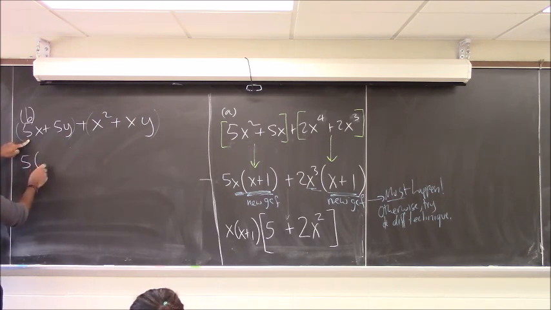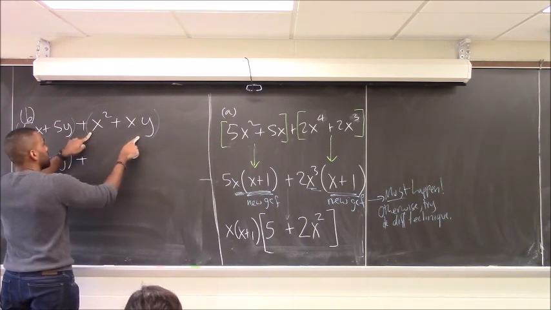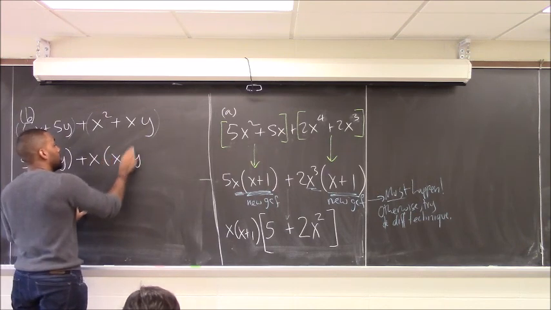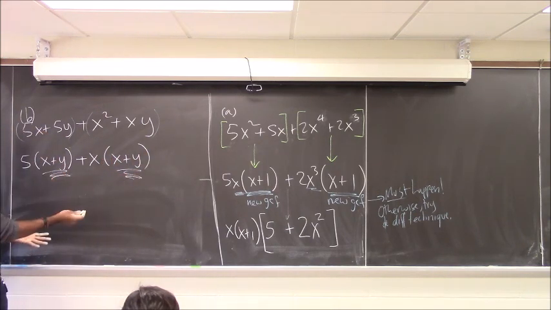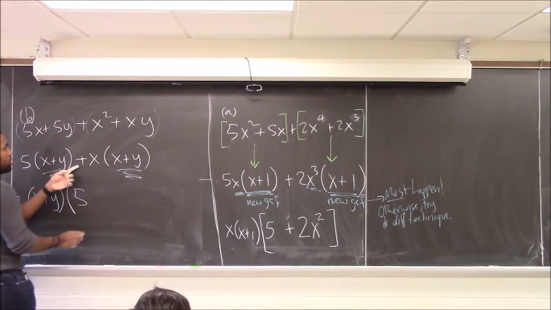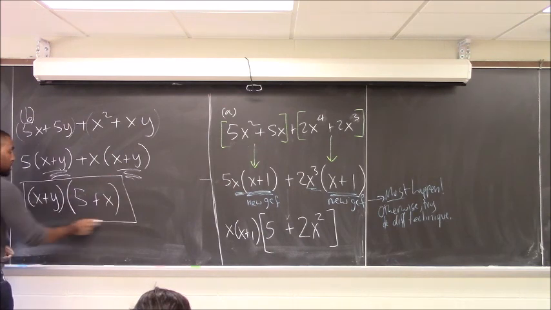What would you be left over with? x plus y. Common term here? Well, x. What would you be left over with? x plus y. Now you realize, oh, that's another common term. Do GCF factoring again. So the x plus y will come out, and I'd be left over with the 5 plus the x. And so that would be the factored form here.